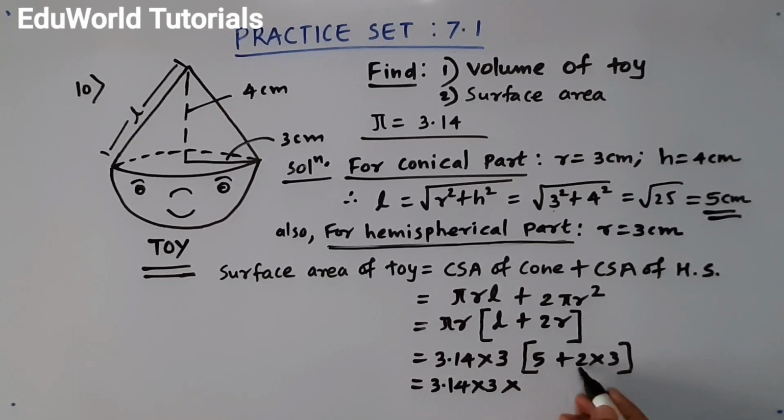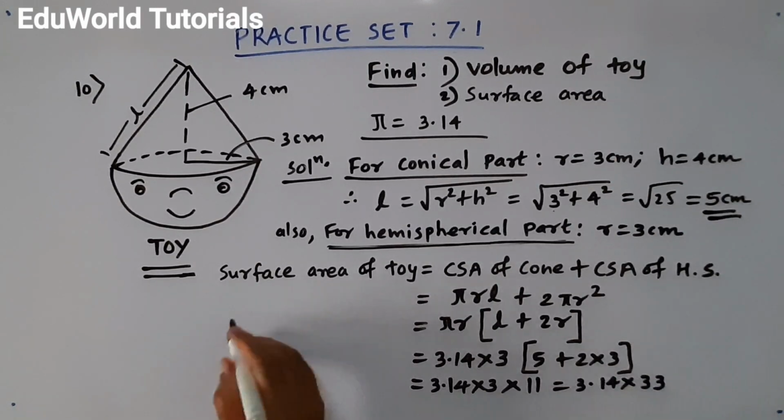Don't add 5 and 2 and make 7, 7 3 is 21. First product multiplication, BODMAS rule, please follow BODMAS rule. Multiplication comes first and then addition. So 3 2 is 6 plus 5 is 11. So it is 3.14 into 33. Okay, I told you students how to do it.